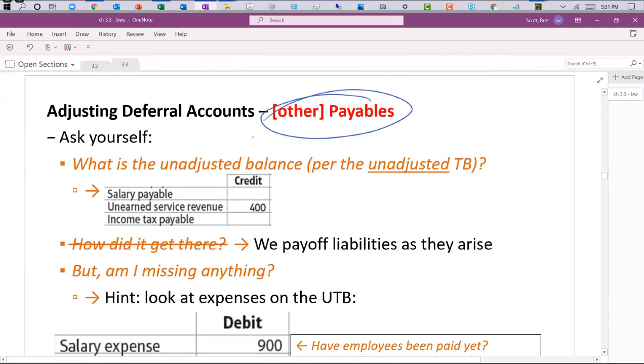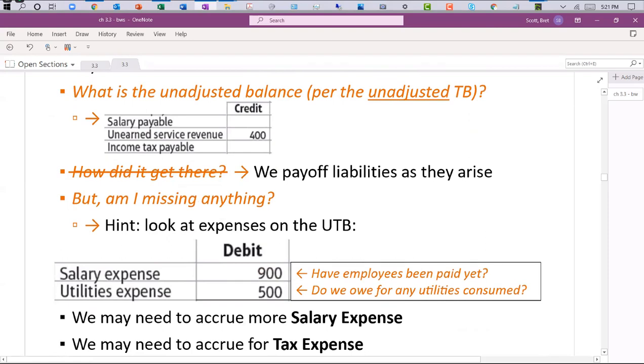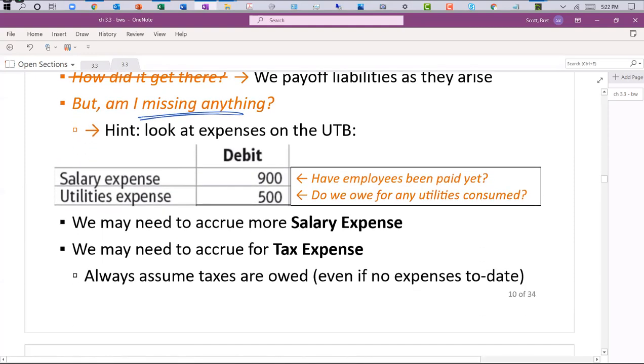What about other payables? It's possible that we have other payables, but there's zero balance. And recall from the unadjusted trial balance that there were no line items for salary payable or income tax payable. There was an unearned revenue, we dealt with that already, but it leads us to ask ourselves, do we potentially need to have a line item and an account balance for these payables that we don't see on the unadjusted trial balance? Key thing here is, what am I missing?